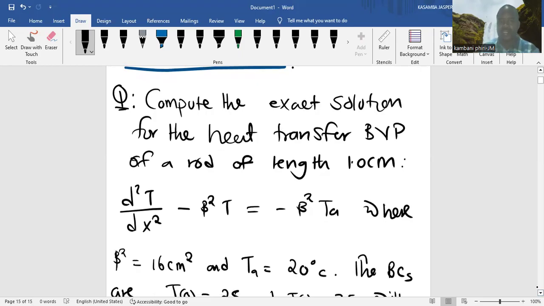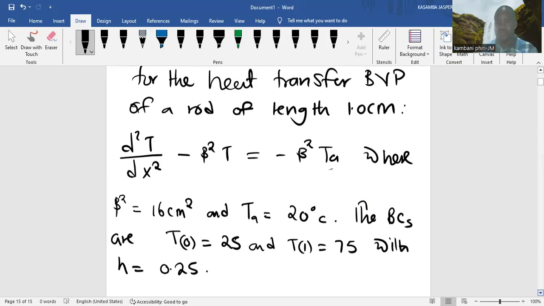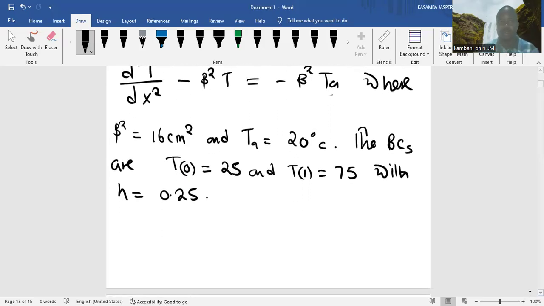So we are saying compute the exact solution for the heat transfer boundary value problem of a rod of length 1.0 centimeter given by this differential equation, d2T over dx squared minus beta squared T is equal to negative beta squared Ta. So this is the ambient temperature, where beta squared is 16 per square centimeter and Ta is 20 degrees Celsius. Then the boundary conditions are T of 0 is 25, T of 1 is 75, with step size of 0.25. Okay, so how do we find the exact solution?